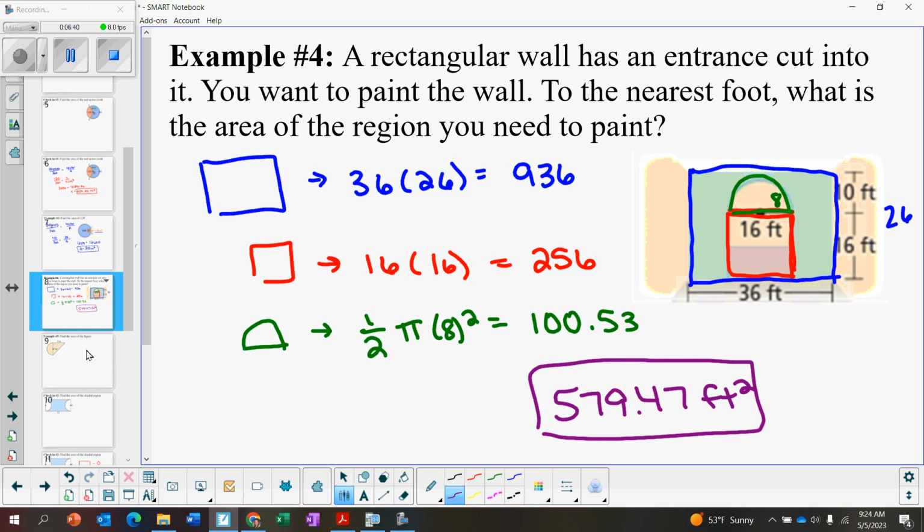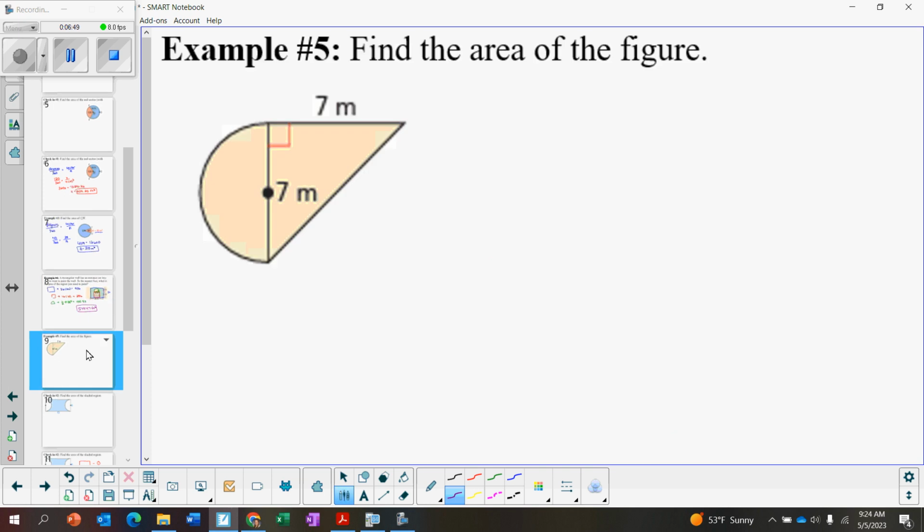All right, so this first kind was where we found the whole shape and we took away what was unshaded or not included. In our next example, we want to find the area of this figure, and we're going to do it instead by just combining two shapes because there's nothing unshaded, nothing taken away in this problem.